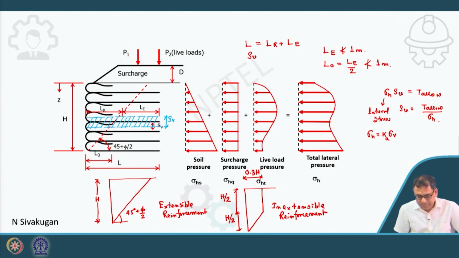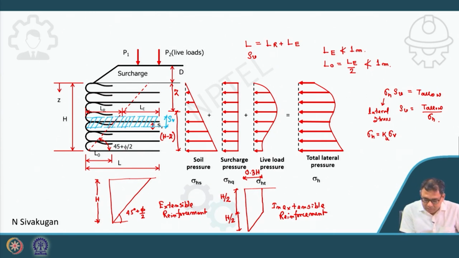Now, LR is very simple. How will I get the LR? Suppose this is your Z at any depth Z. If I want to determine this length LR, here suppose this is my Z. Z is the depth from the top of the reinforcement. So, definitely this will be H minus Z, and this angle is 45 minus phi by 2.